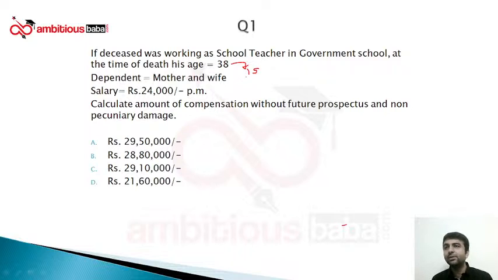I have a question in the chat box by Mr. Arnab. Is the age multiplier multiplied at the start or at the end? It will not make any difference, because it is multiplication. If you multiply 2 by 3 or 3 by 2, the answer will be the same in both cases. So it is your choice. Okay, let's start solving the question.